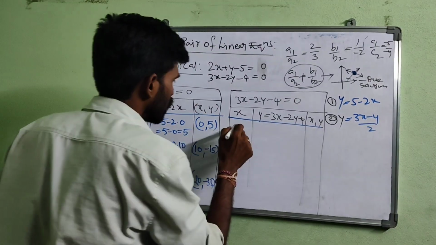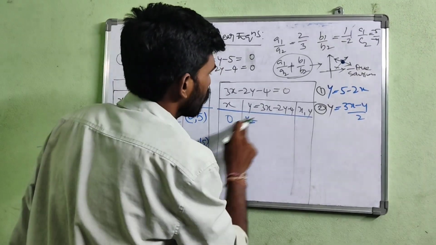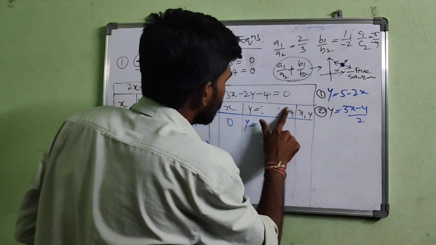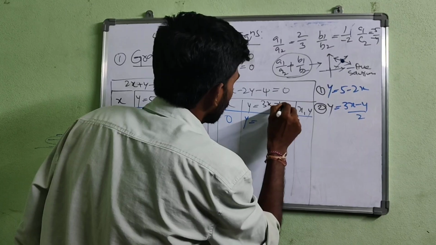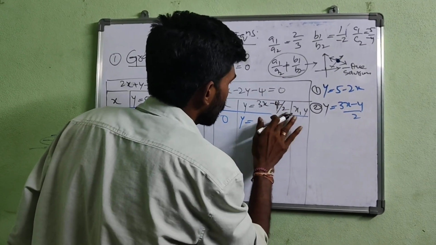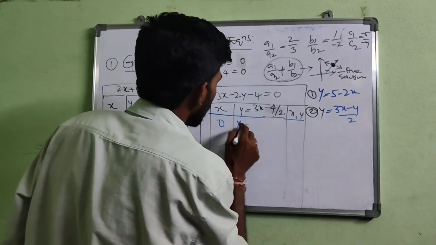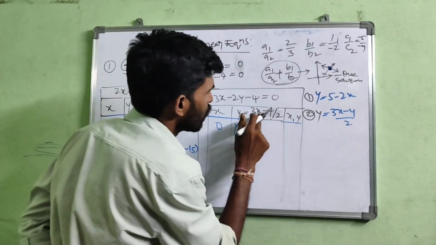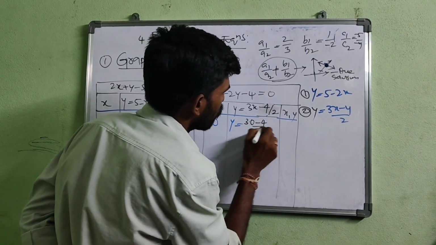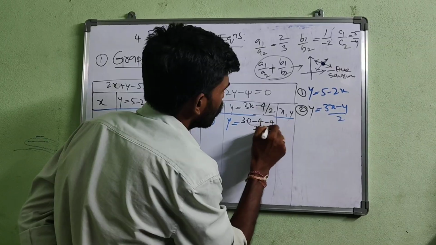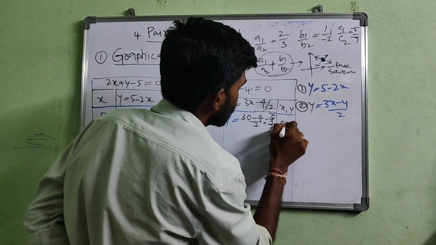Next, for the second equation, y is equal to 3x minus 4 by 2. Now, x is 0: 3 into 0, minus 4 by 2. 3 zeros are 0, minus 4 by 2. Minus 4 by 2 is minus 2. So minus 2 is the y value when x is 0.